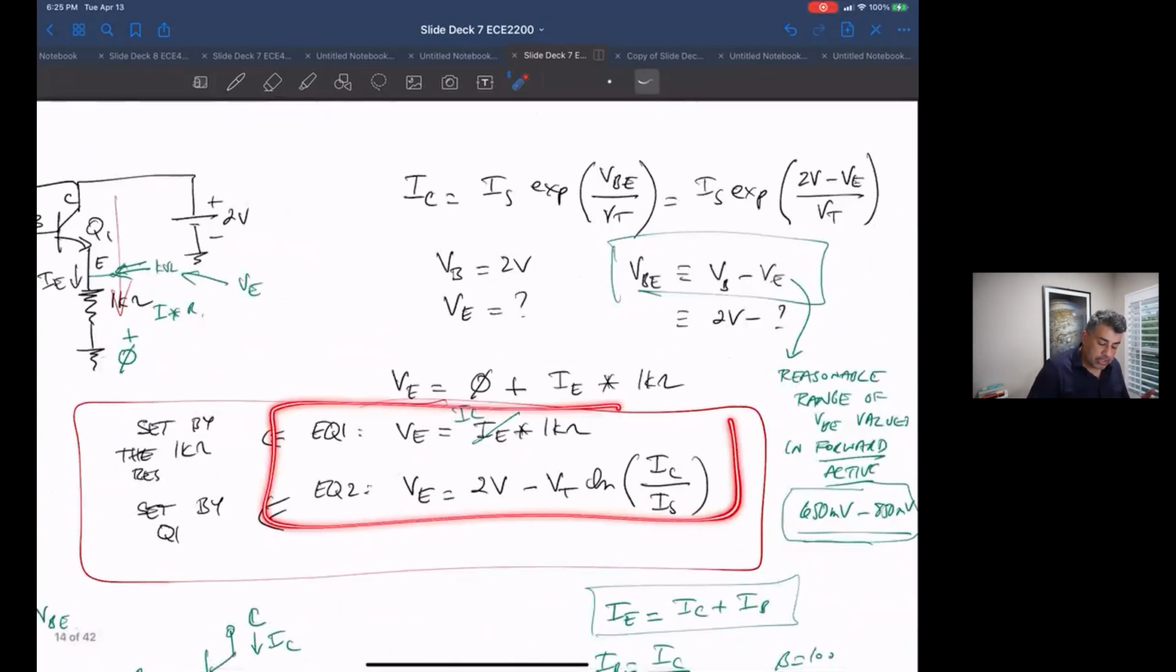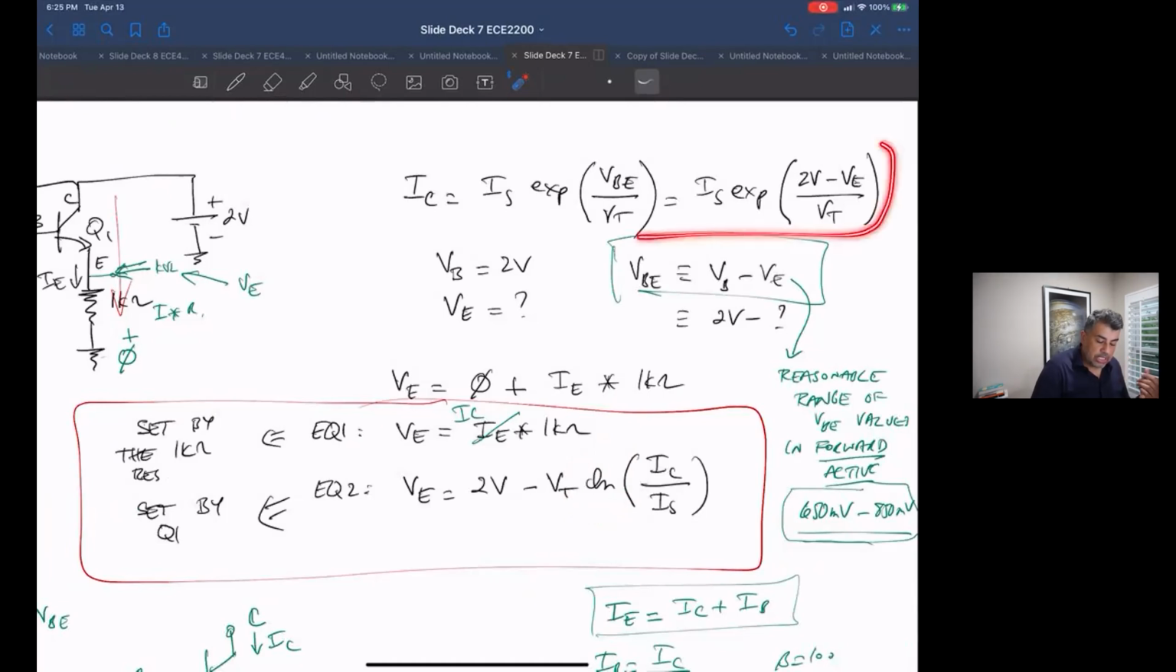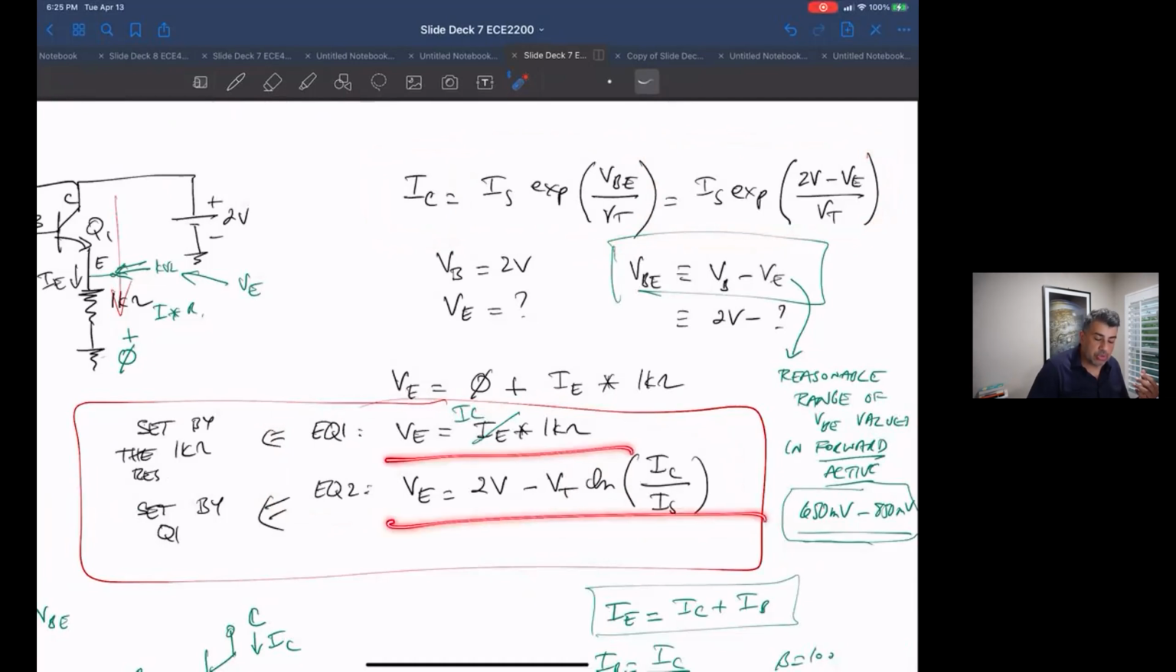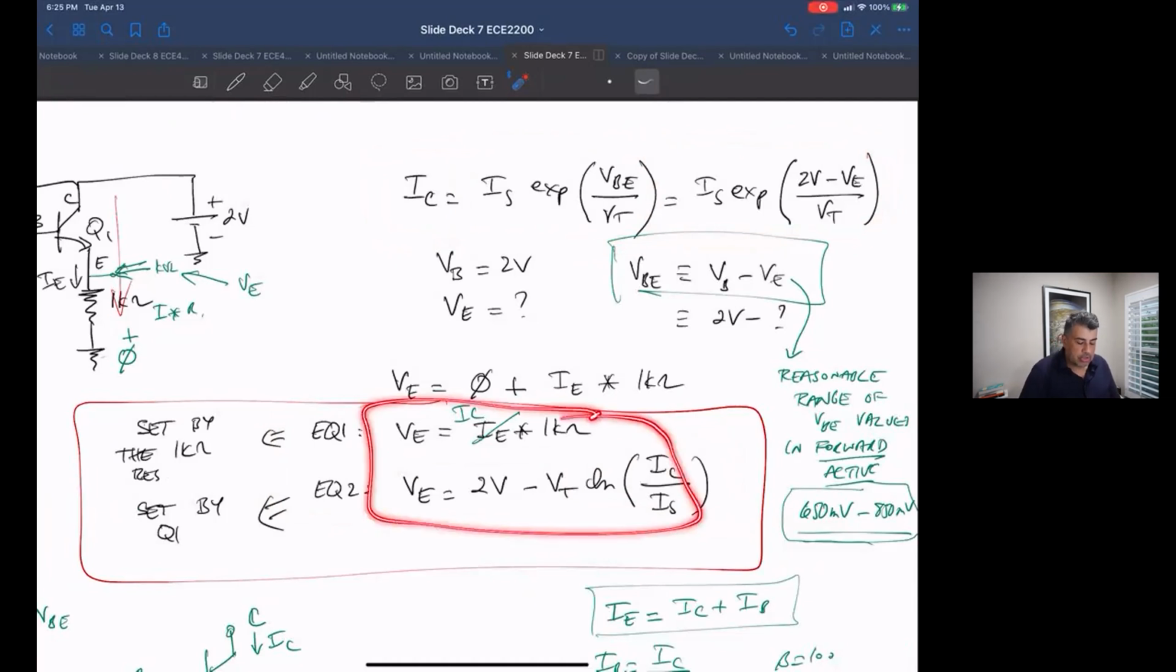But anyway, you've got these 2. Because the equation for the transistor is this exponential, we're not going to get a closed form solution from the 2 equations and 2 unknowns. So we've got to come up with some other way, either graphical or some kind of numerical analysis method, to get this result. So we're trying to find out I sub C from that.